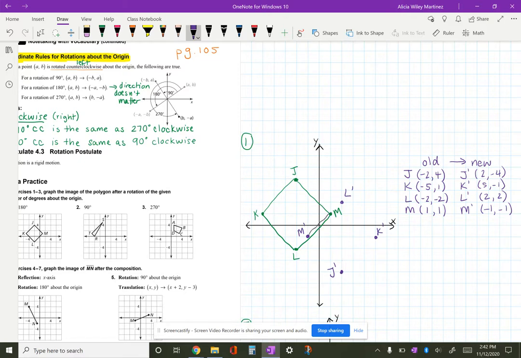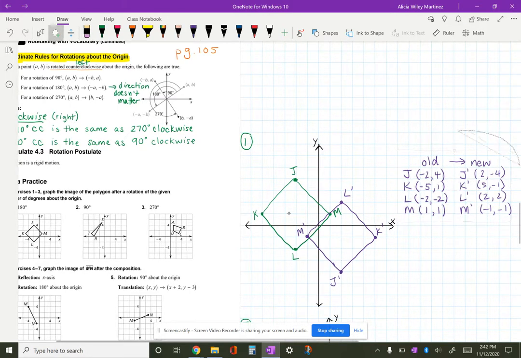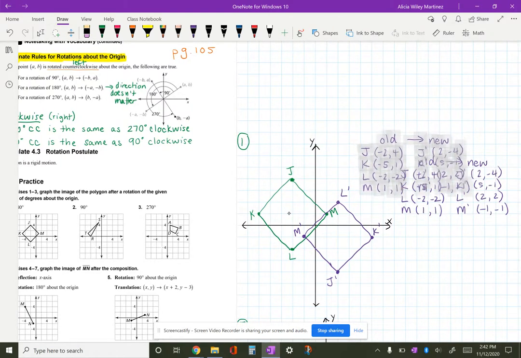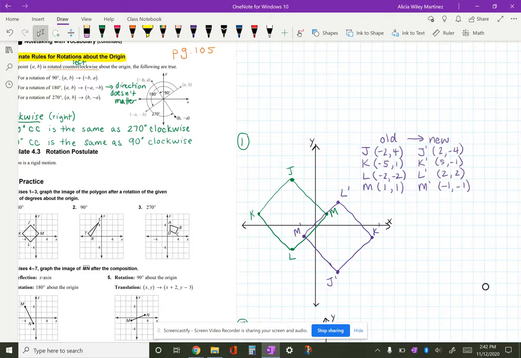And then what we're going to do is connect those as best we can on the computer. Sometimes that's tricky, but this is J prime. There we go. So there's your new shape. So creating the table here off to the side, or writing the points off to the side, can be really helpful in getting to your correct answer.